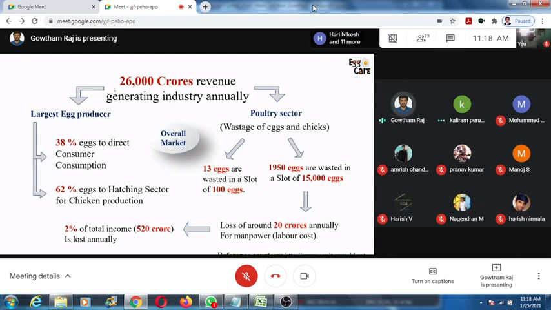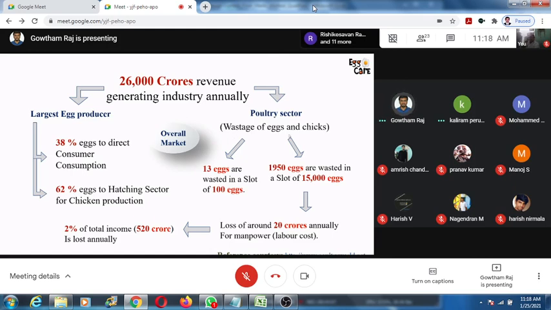Our aim is to reduce the wastage of eggs totally in the incubation market. 26,000 crores of revenue is generated in the industry annually in the poultry sector alone. It can be divided into two: largest egg producers and poultry sectors. Of the largest egg producers, 38% is taken into direct consumption by people, like half-boiled eggs, boiled eggs, etc. 62% are sent to the hatchery and incubation sectors.